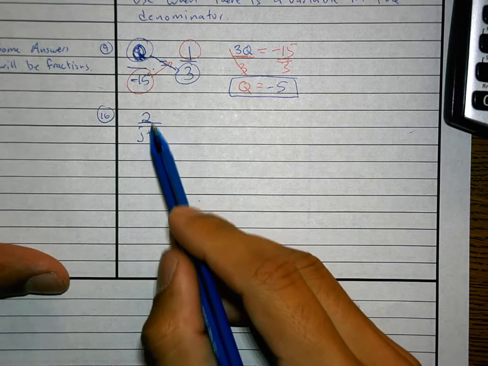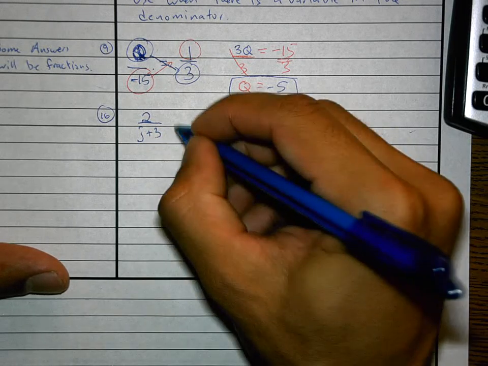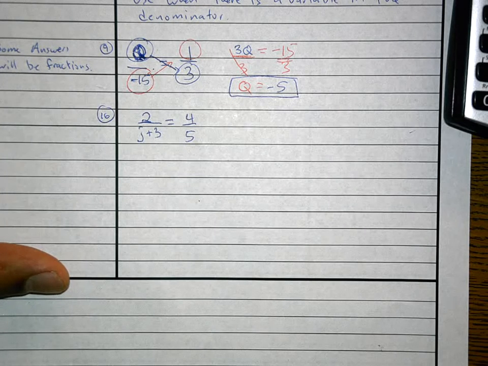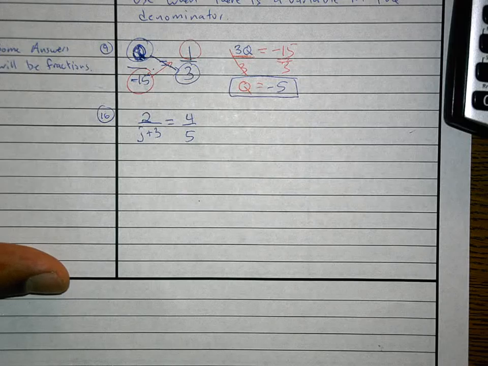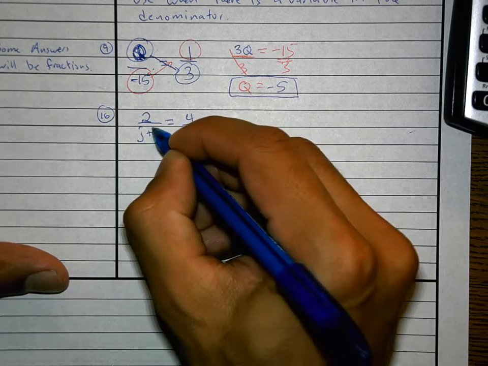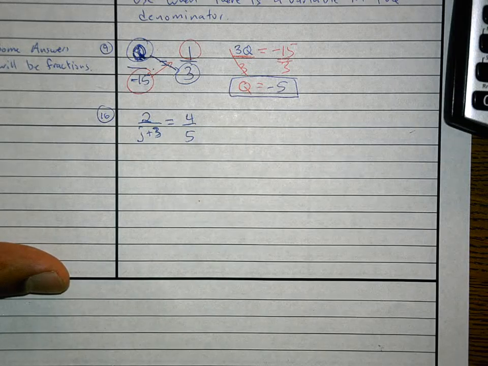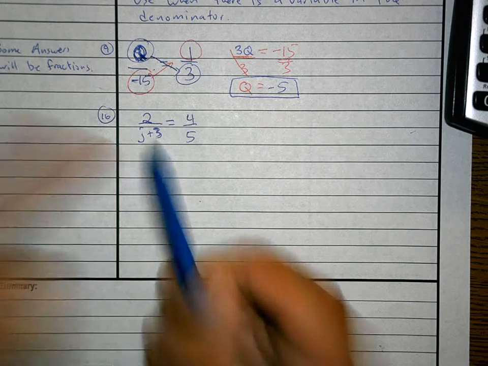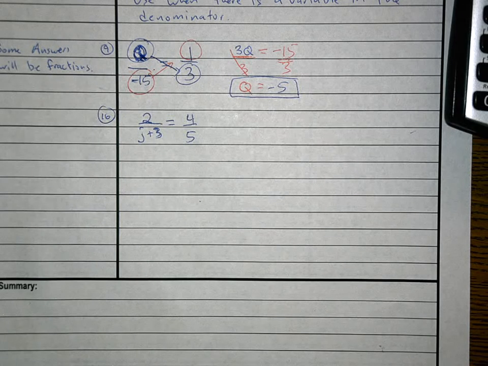So I have 2 over j plus 3 equals 4 over 5. That's our problem for number 16. This is a little different. Why is it a little different? Because I have a j plus 3. And I need to warn you sometimes you might have to add a something. And when we use the cross products property, don't forget some things are in parentheses when you don't see it.